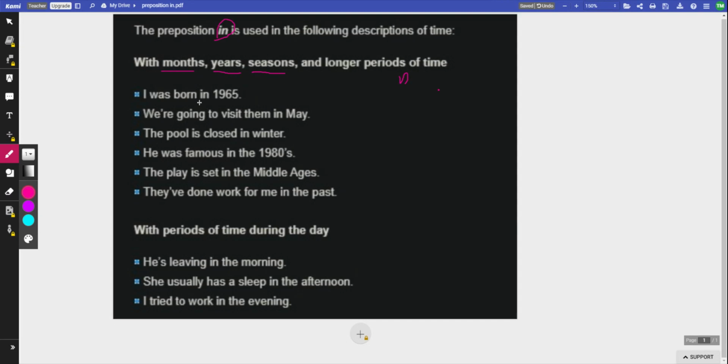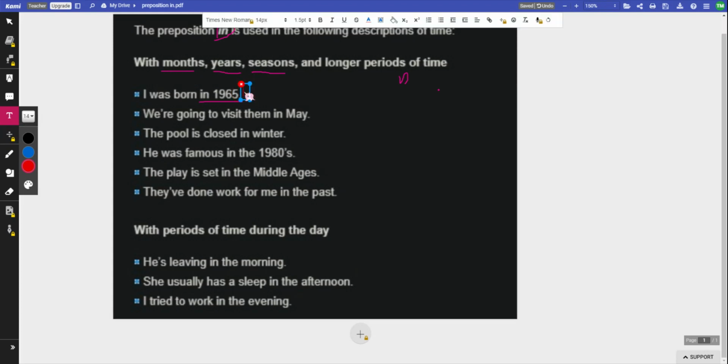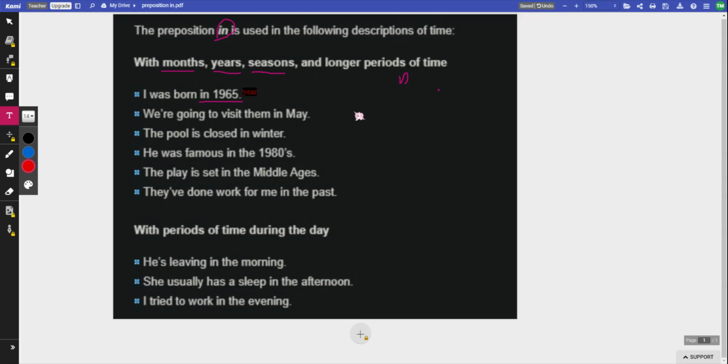For example, if you are saying, "I was born in 1965." 1965 is a year. If you said, "We're going to visit them in May," May is a month.